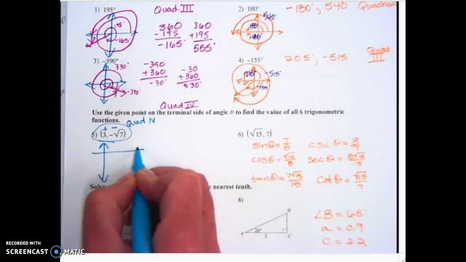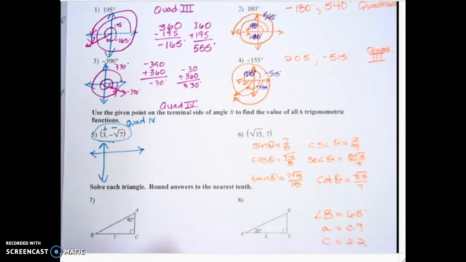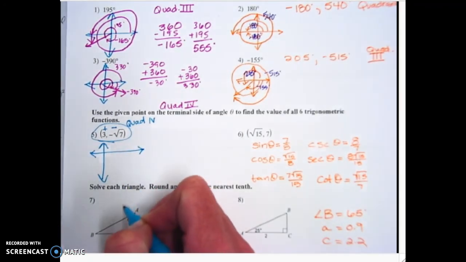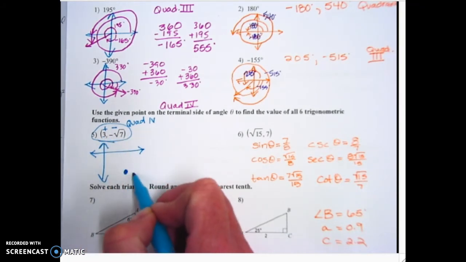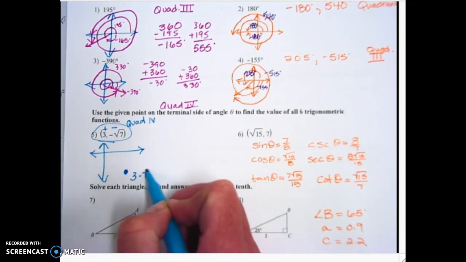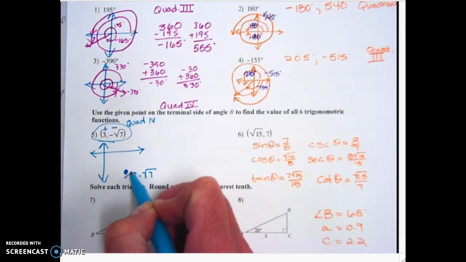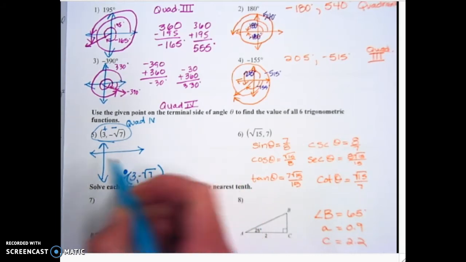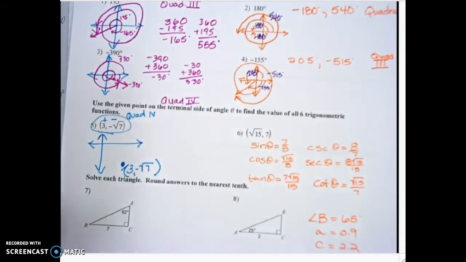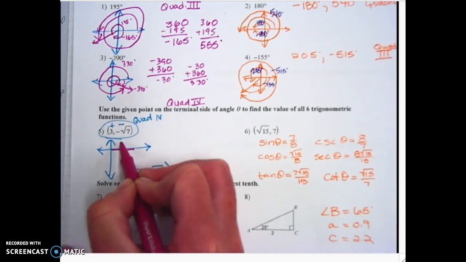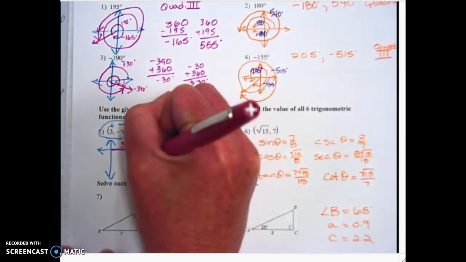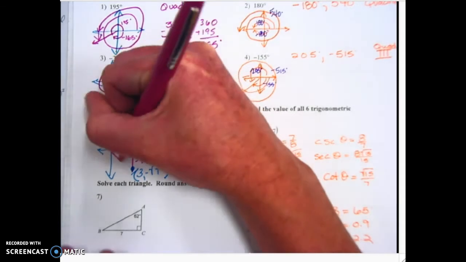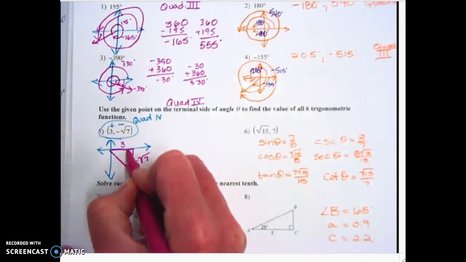So I'm going to draw quadrant 4 over here. And I'm going to put a point at 3, negative 7. So it would be about right there. 3, negative square root 7. That means that you're going to go 3 units this way and down negative square root of 7 this way. And that creates your right triangle.